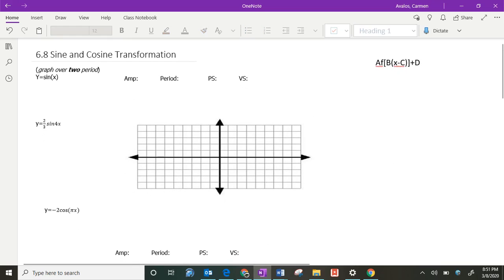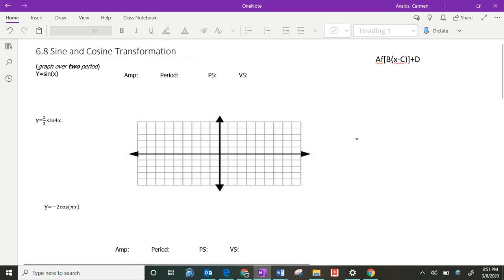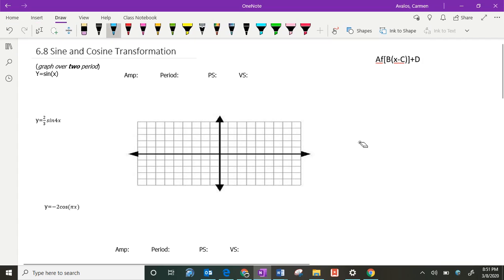A is called the amplitude. That's still a vertical stretch and shrink. It's still the same thing on there. The amplitude is how high and how low it goes, but it does not have the negative in front, so it's always going to be the absolute value of A.